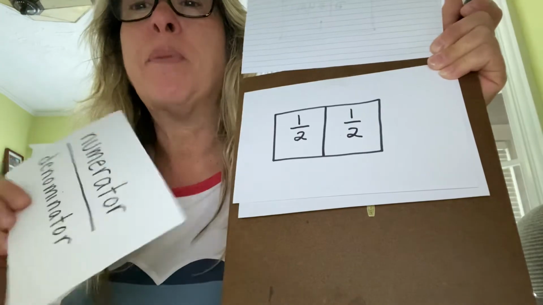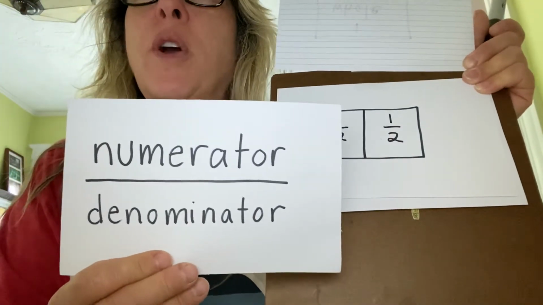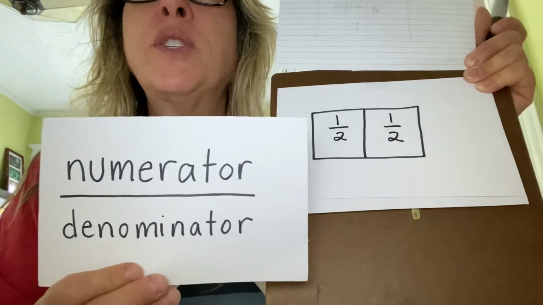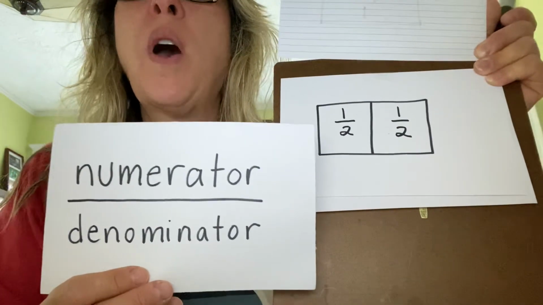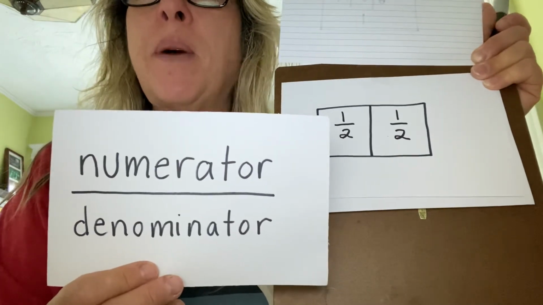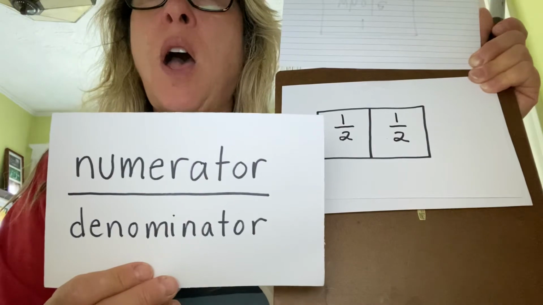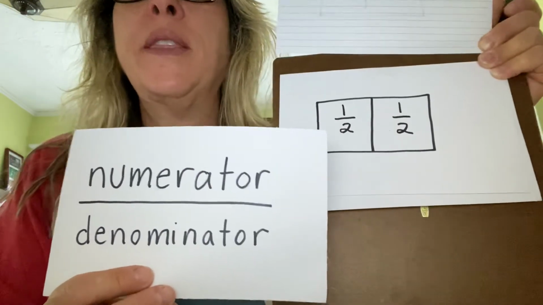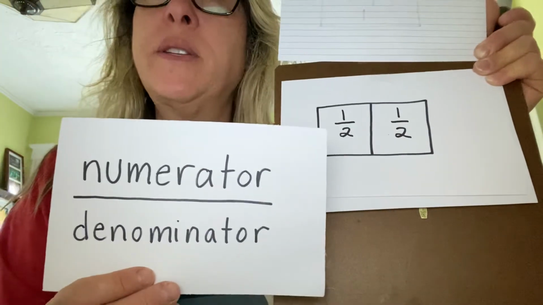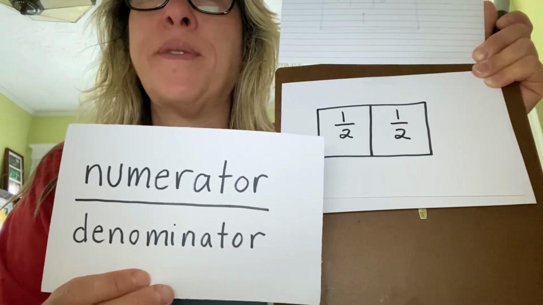The top number is called the numerator. That's a really big word, numerator. So in this picture, 1 is the numerator. The bottom number is called the denominator. Denominator. In this picture, 2 is the denominator, because 1/2 is 1/2.